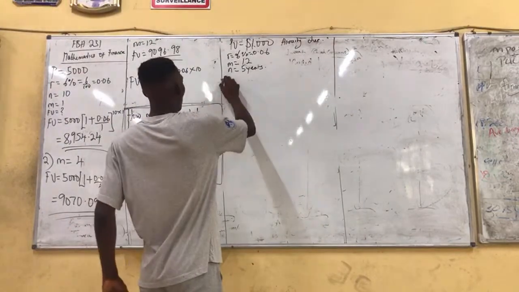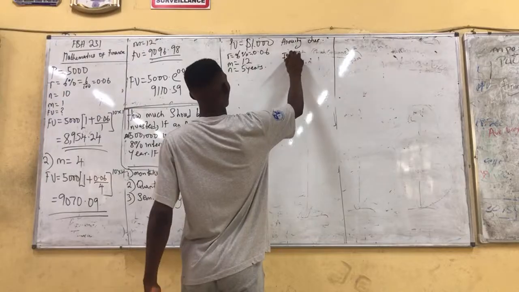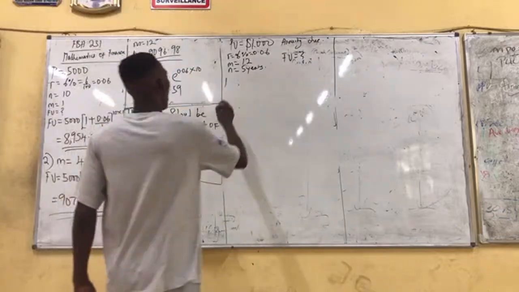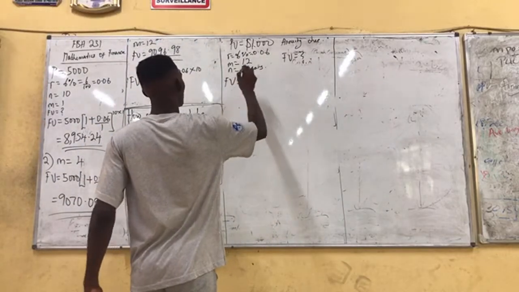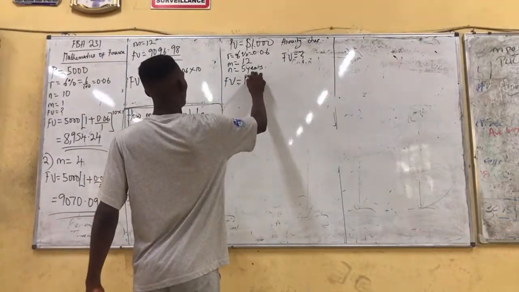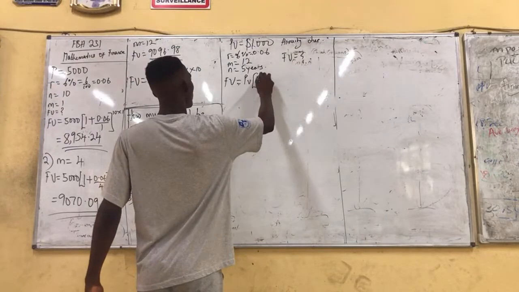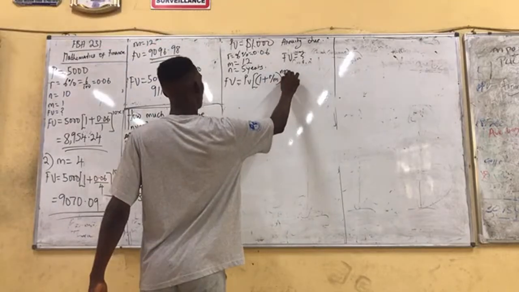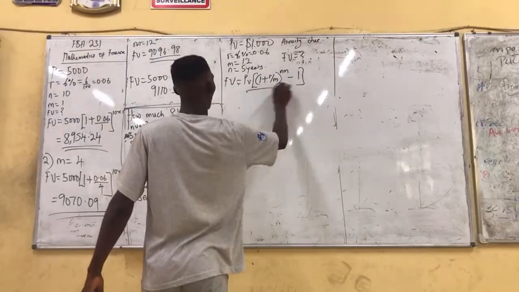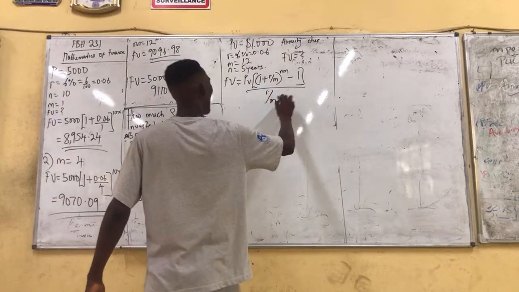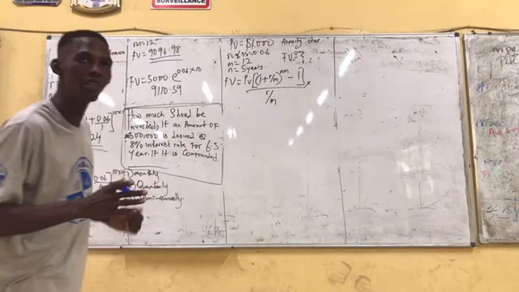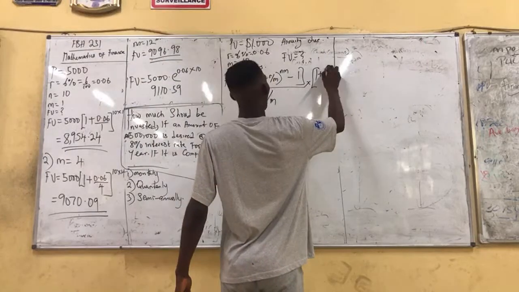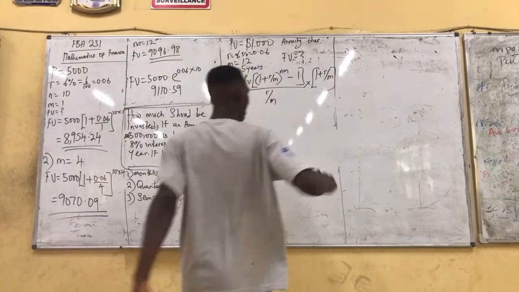So let's try this formula. What are they asking us for? Future value. So our future value is equal to our present value in brackets, 1 plus R over M to the power of NM, minus 1, over R over M, times, because it is made at the beginning of the period, 1 plus R over M. Do you understand?